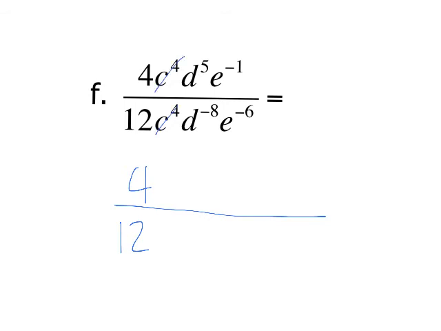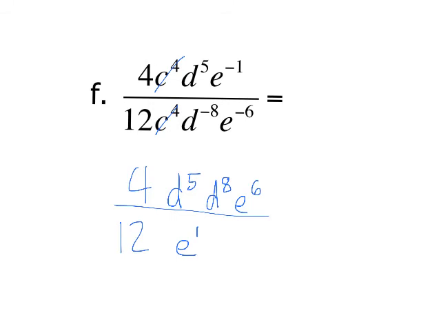Okay? D to the 5th and d to the negative 8. Well, d to the 5th tells me it stays because it's a positive exponent. D to the negative 8 tells me it flips up to the top because it's a negative exponent. So it flips up as d to the positive 8. My e's, I can see, are just going to trade spots because they're both negative exponents. So e to the negative 1 is going to flip down to the bottom as e to the positive 1. E to the negative 6 on bottom is going to flip up to the top as e to the positive 6. Okay? So you can see that's kind of my first step of simplifying.